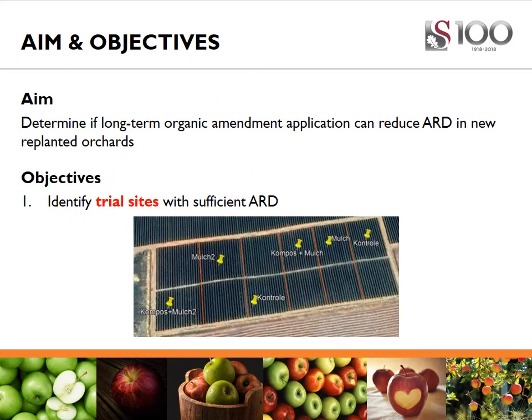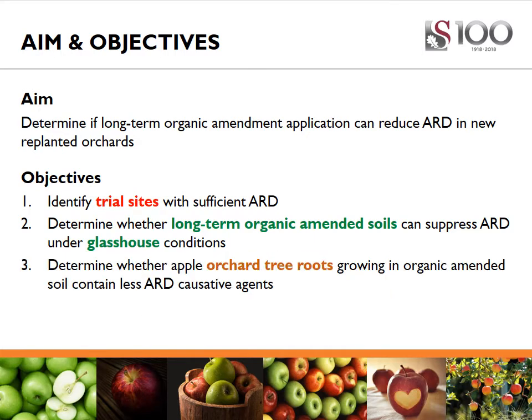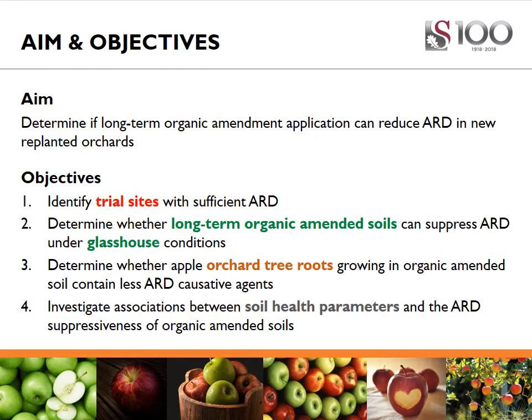The aim of this project is to determine if long-term organic amendment application can reduce ARD in new replanted orchards. The objectives are to identify trial sites with sufficient ARD, determining whether long-term organic amended soils can suppress ARD under glasshouse conditions, determining whether apple orchard tree roots growing in organic amended soil contain less ARD causative agents, and investigating the associations between soil health parameters and the ARD suppressiveness of organic amended soils.